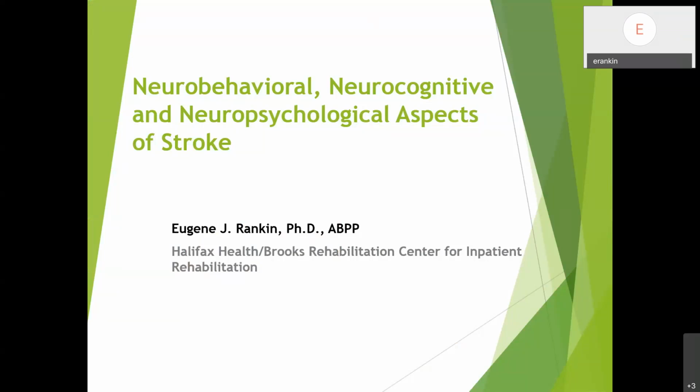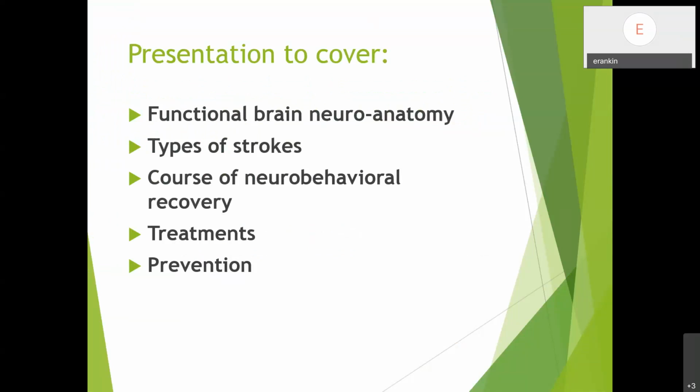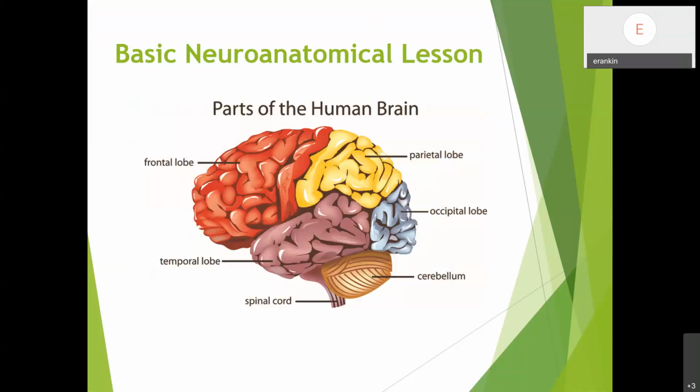And Sam, you can probably move to the first slide if you would. Sure. Very good. Okay, so today what I plan to do is touch on five facets of recovery, and I've arranged them in such a way that they kind of build on each other. First, functional brain neuroanatomy, I think that's the foundation of basically understanding what we are as human beings. Then types of strokes, course of neurobehavioral recovery, with a discussion of notable syndromes associated with that, treatments, as well as prevention.